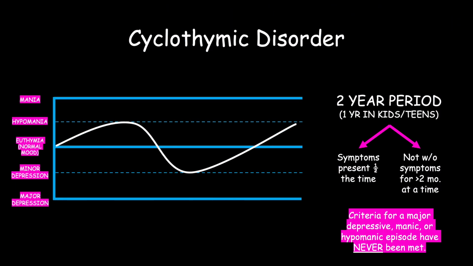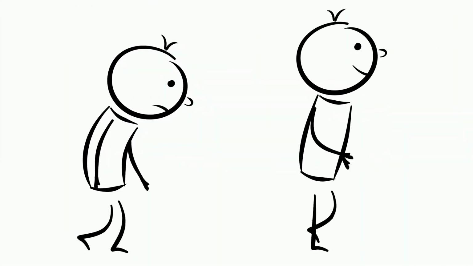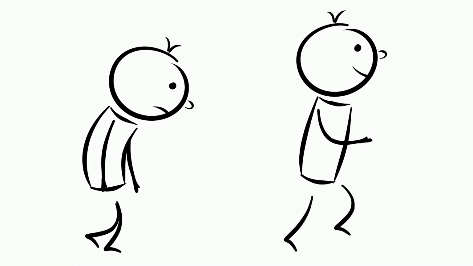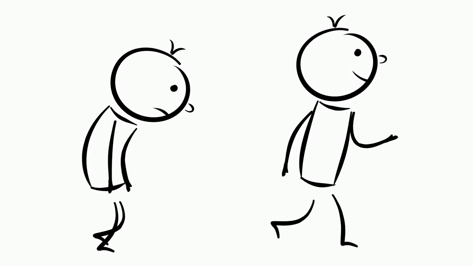Criterion C states that the criteria for major depressive, manic, or hypomanic episodes have never been met. So when someone has been diagnosed with cyclothymic disorder, if at any point they experience a major depressive, manic, or hypomanic episode, the diagnosis of cyclothymic disorder is dropped and their diagnosis is changed to major depressive disorder or bipolar disorder, or whichever other diagnosis they meet criteria for.